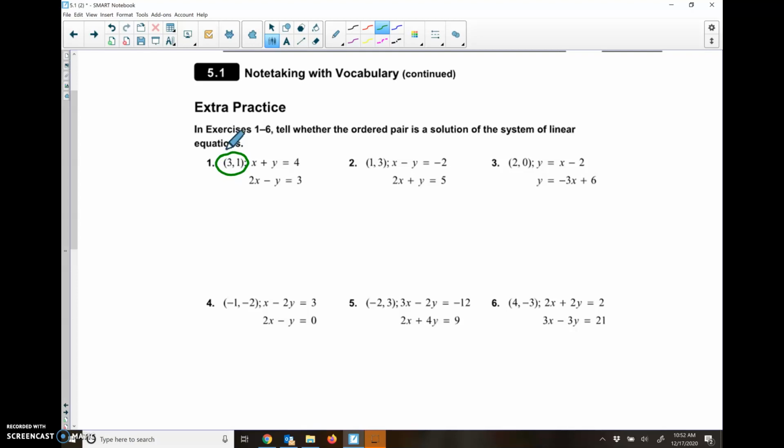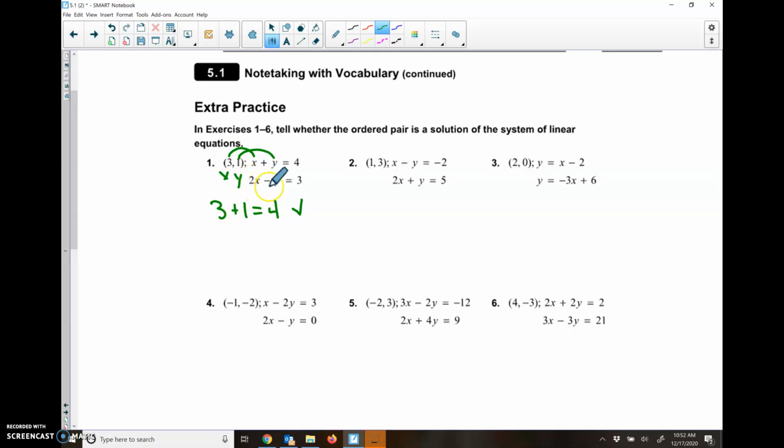Remember, x is 3, y is 1. x is always the first number, y is always the second number, and you're going to plug these in and see if it's true. So if I plug in the first number, x is 3 and y is 1, I get 3 plus 1 equals 4. Yep, that is true. 3 plus 1 does equal 4.